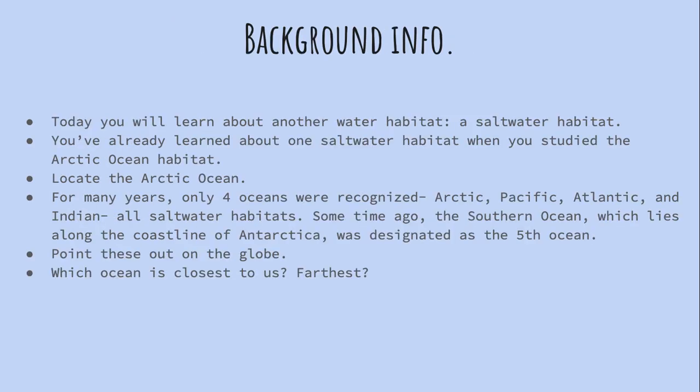Today, you're going to learn about another water habitat, a saltwater habitat. You've already learned about one saltwater habitat when you studied the Arctic Ocean habitat, okay? So, remember we learned about the Arctic Ocean, and we know that oceans are salt water, meaning they have a lot of salt in them. For many years, only 4 oceans were recognized. The Arctic, the Pacific, the Atlantic, and the Indian are all saltwater habitats. Some time ago, the Southern Ocean, which lies along the coastline of Antarctica, was designated as the 5th ocean. So now there are 5 oceans, okay?